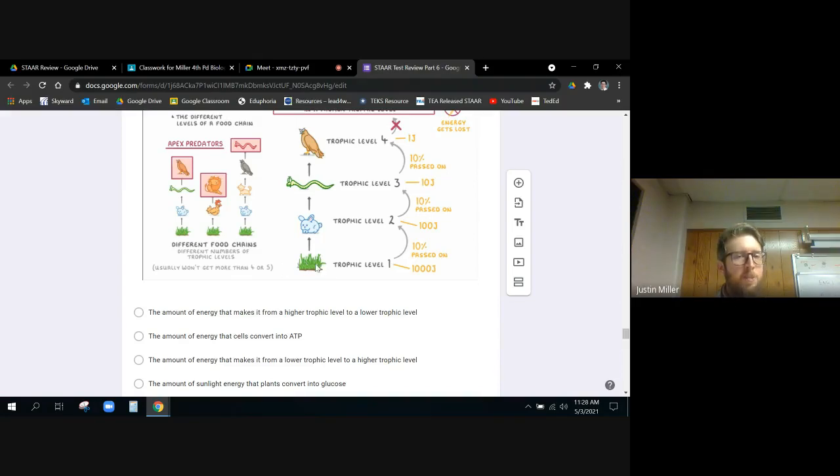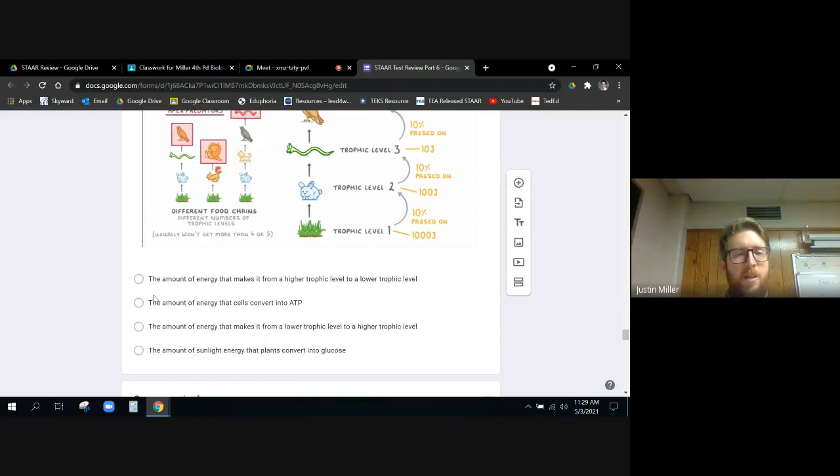And then that energy gets passed on to rabbits when rabbits eat the producers, right? They eat the grass. But how much energy goes from the grass into the rabbit? 10%. And how much of that energy goes from the rabbit's level into the snake's level? 10% of that, right? And then from the snake into the hawk, another 10% of that. So the 10% rule. So it's not the amount of energy that goes from higher to lower levels, it's the amount of energy that goes from lower levels to higher levels, which is C, right?